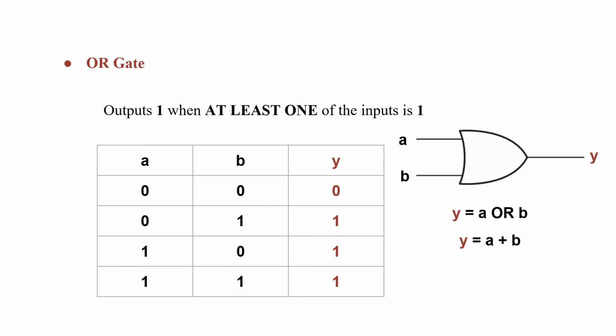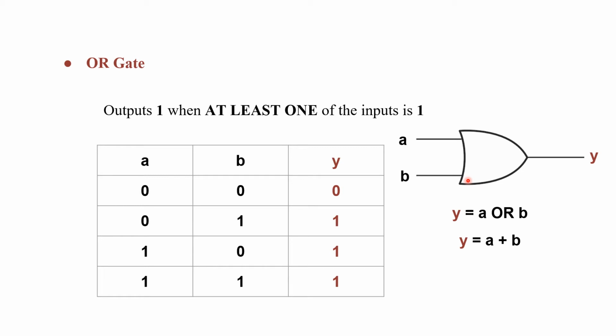Next, we have the OR gate. You can see here the symbol for the two-input OR gate. If you want to have a 3-input OR gate or a 4-input OR gate, the symbol looks the same, except you will add more lines at the input. So the inputs here are A and B, and the output is Y. We can say the OR gate outputs 1 when at least one of the inputs is 1. When all of the inputs are 1, this is perfect.